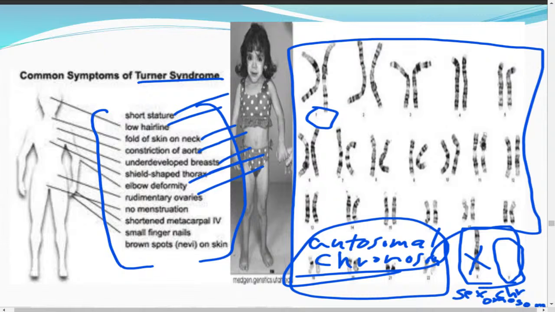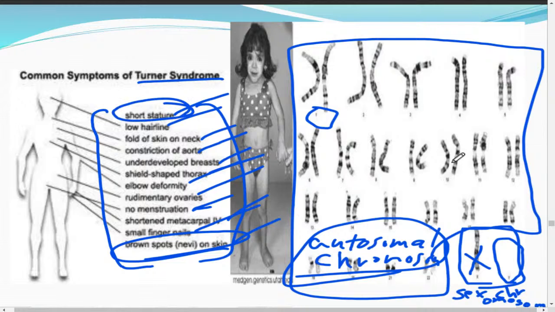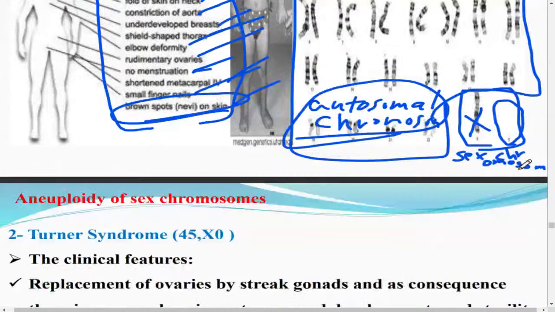Rudimentary ovaries. Then we have no menstruation, short fourth metacarpal, small fingernails, brown spots on the skin. The main one, short stature, is a very distinct feature of Turner syndrome.